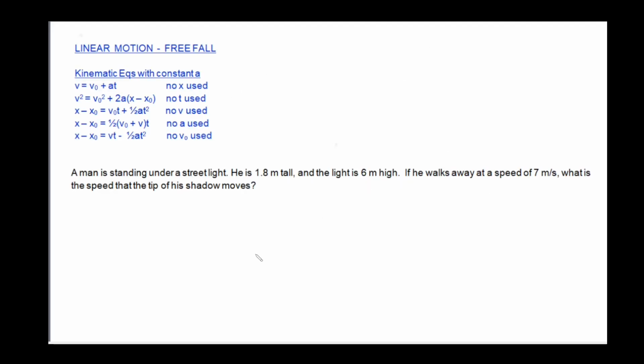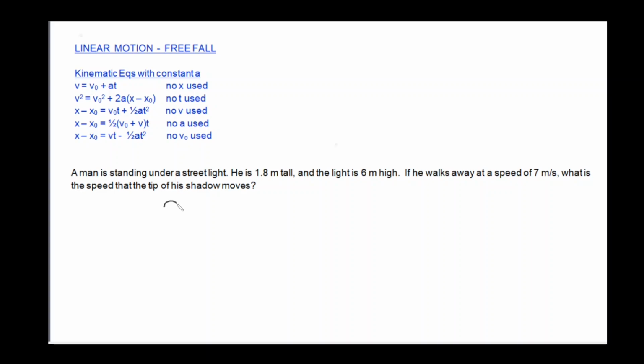Let's try another problem. A man is standing under a street light. He is 1.8 meters tall, and the light is 6 meters high. If he walks away at a speed of 7 meters per second, what is the speed that the tip of his shadow moves? So let's diagram this problem.